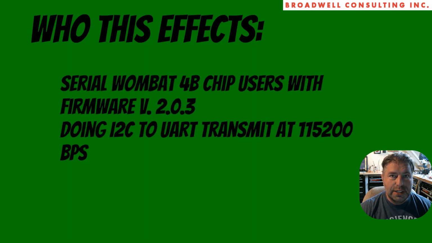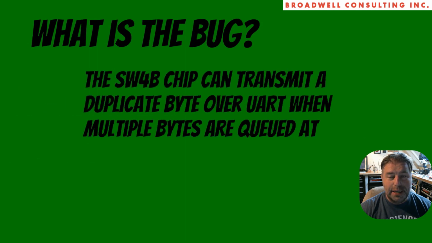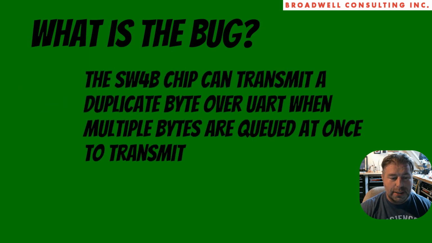Today I wanted to let you know about the first significant bug that I have found in the Serial Wombat 4B chip. So the question is, who does this bug affect? Anyone who is using the Serial Wombat 4B chip as an I2C to UART converter at 115,200 baud and is transmitting, essentially sending data out, there is a possibility that the chip can send the same byte twice, even if it's only queued once.